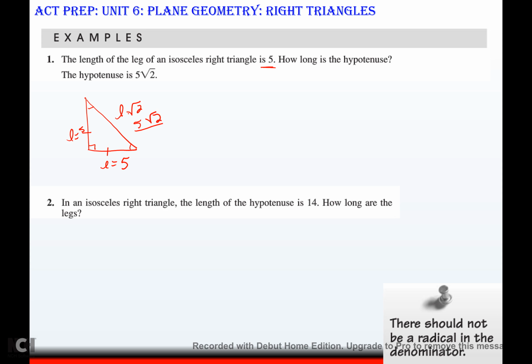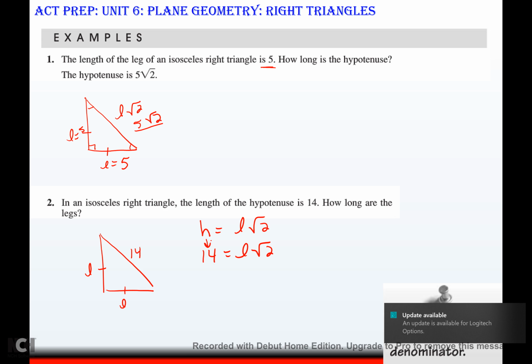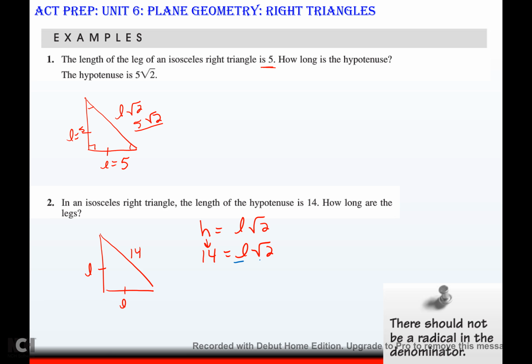Okay. Number 2 says in an isosceles right triangle, the length of the hypotenuse is 14. Well, I know that the legs have to be equal, and I also know that the hypotenuse is the length of my leg times the square root of 2. So I can say 14 equals L square root of 2, because I know what the hypotenuse is. Now to figure out what the leg is, all I have to do is divide by the square root of 2.